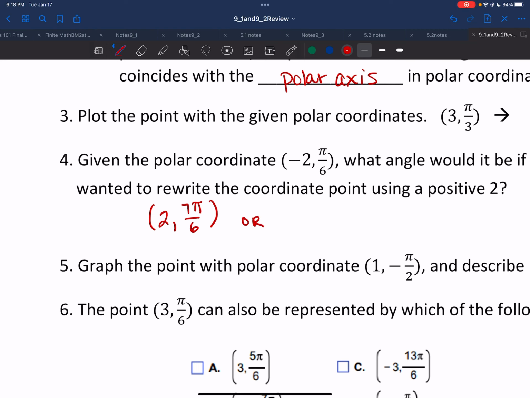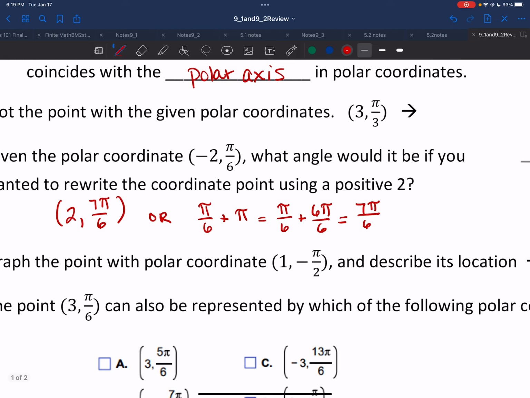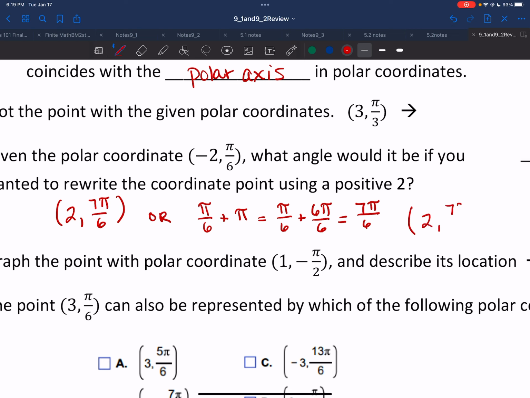The other way you can do it is you take π/6 and you add π. Of course, if this was in degrees, let's say it was 60 degrees, then you would add 180 degrees. Well, in order to add fractions, I have to make sure they both have the same denominator. So π/6 plus 6π/6 will give us 7π/6. So either way, I still get 7π/6. You pick the method that's most comfortable to you and stick with it.